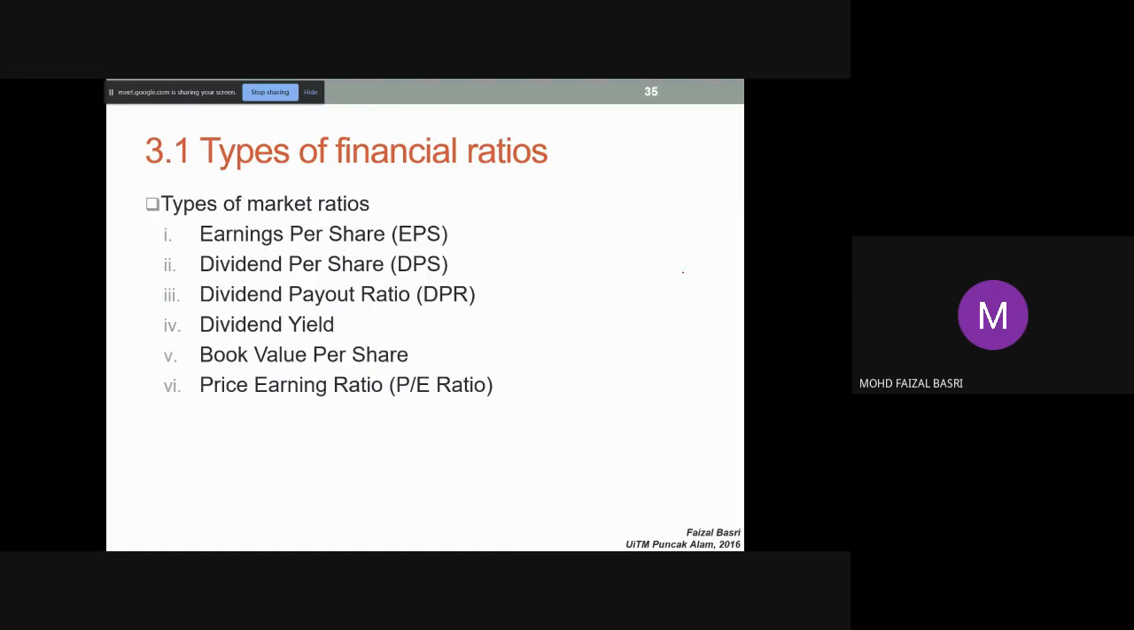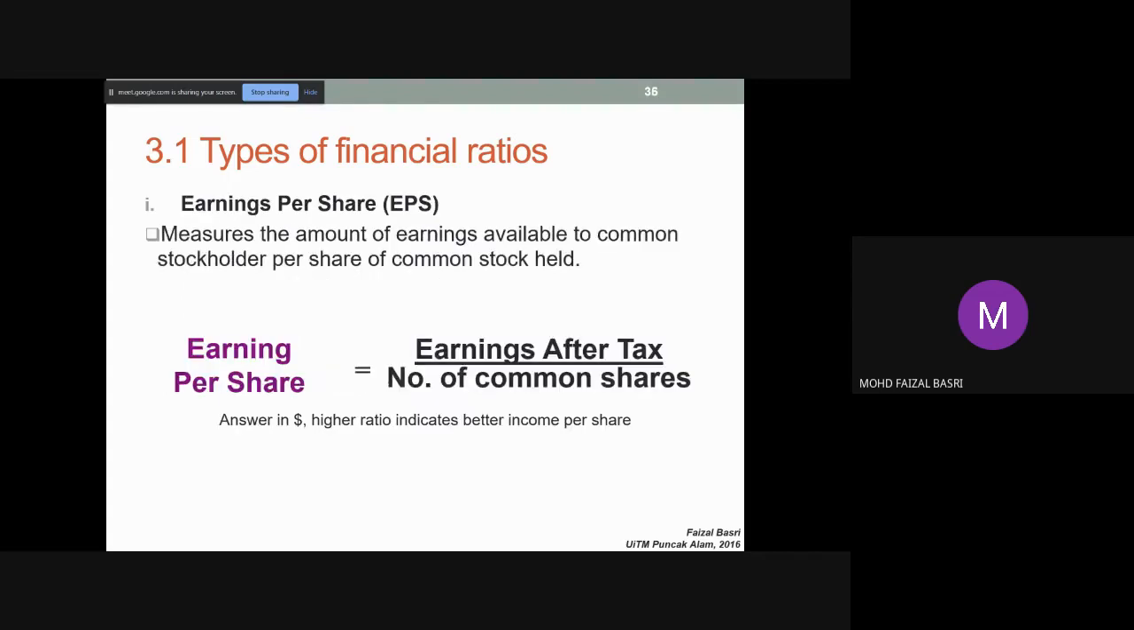Anyway, we're going to have another 6 ratios. So we have earning per share, dividend per share, dividend payout ratio, the dividend yield, book value per share, and also PE ratio, price earning ratio. So I cannot use the earlier example to show you how to calculate because we don't have the information. So I can just explain. Okay, these 6 ratios. So the first one is earning per share or EPS.